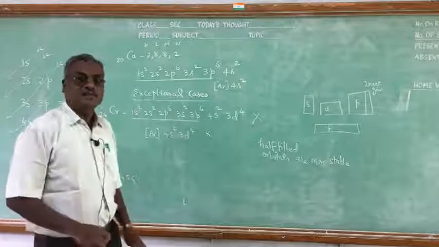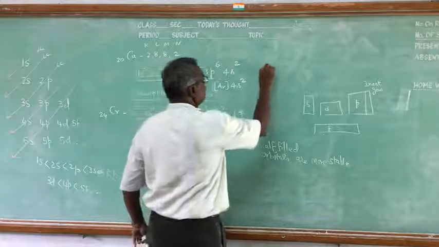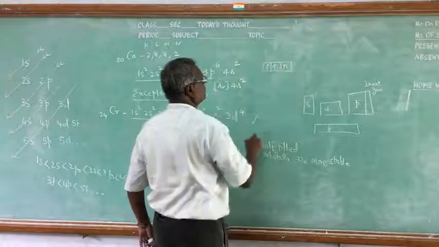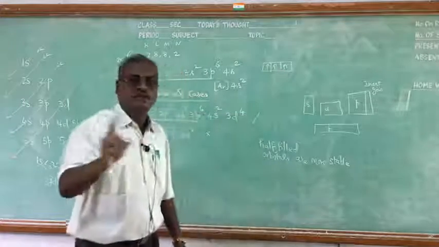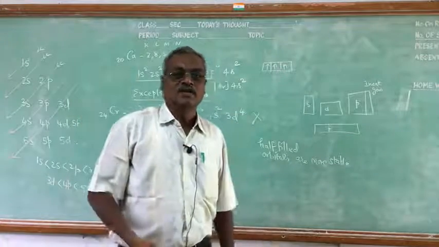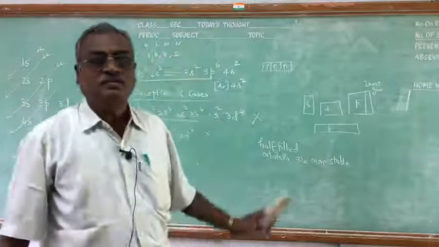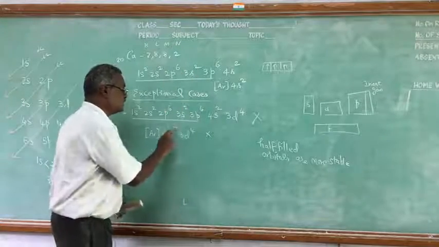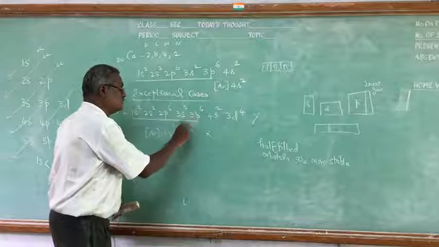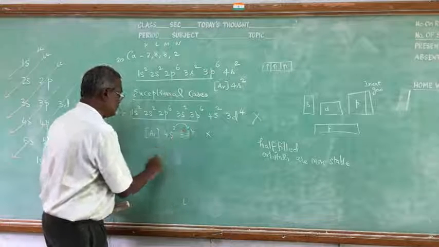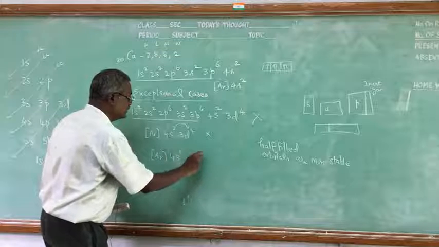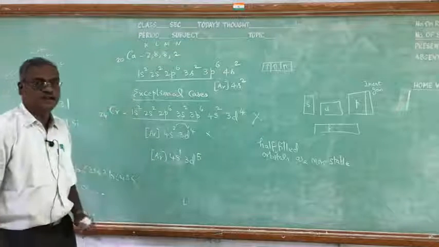In nitrogen we have studied. Nitrogen p orbital, how many electrons? 1, 1, 1 electron. All the 3 orbitals have 1, 1, 1. They are half filled. So the half filled is more stable. So for stability, 1 electron from 4s will shift to 3d. If it shifted to 3d, you will get 4s1 3d5.